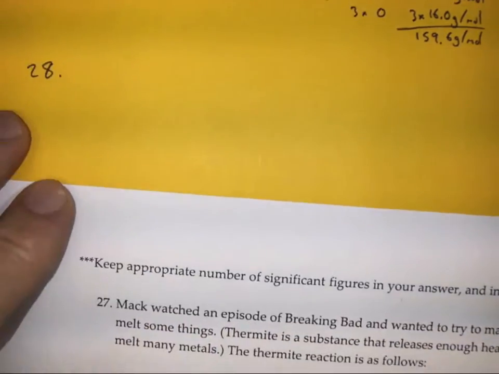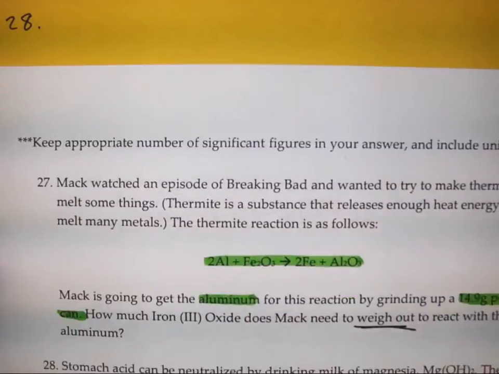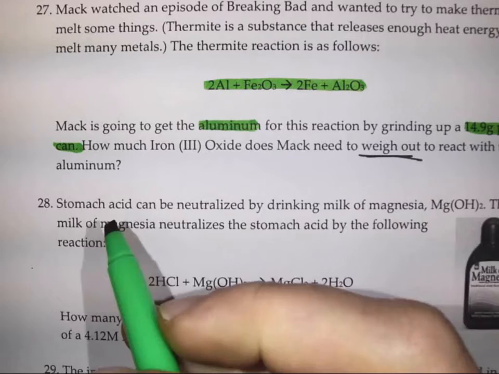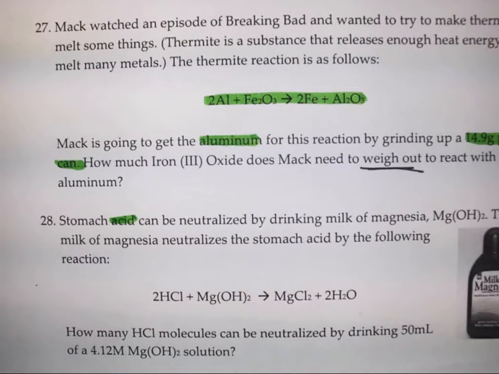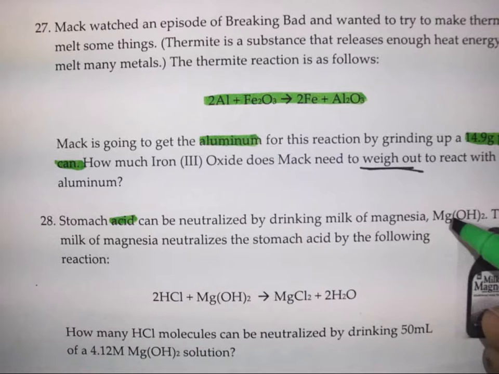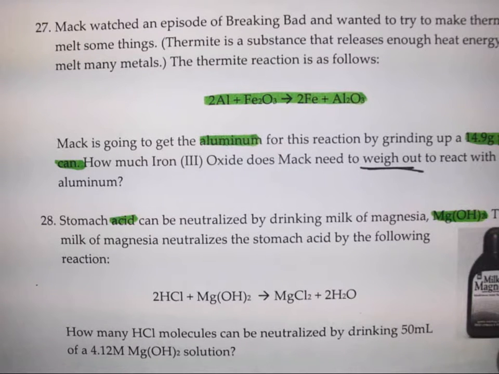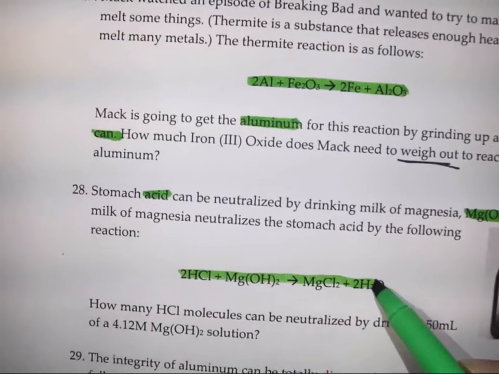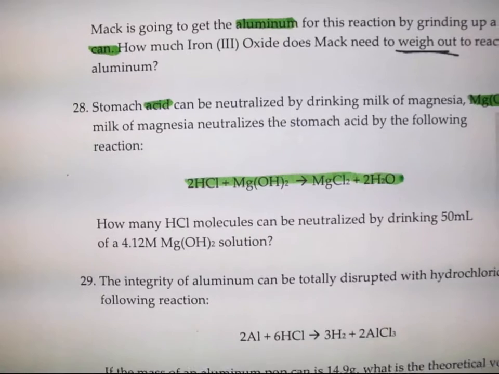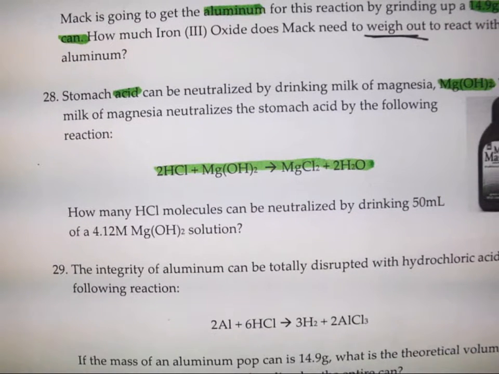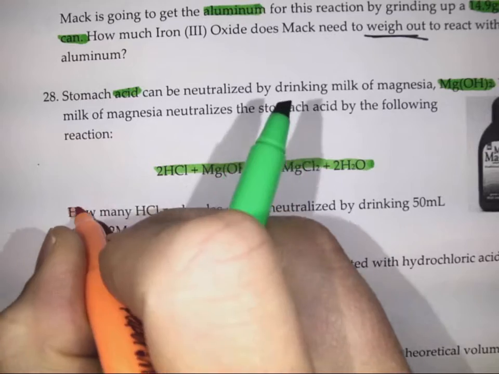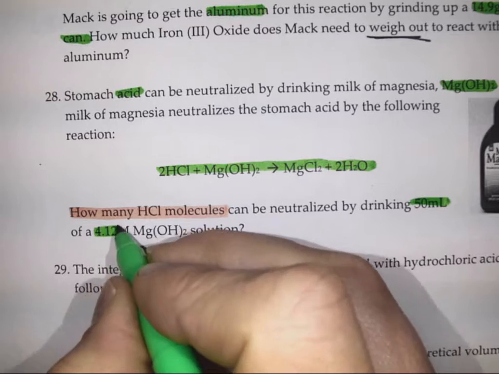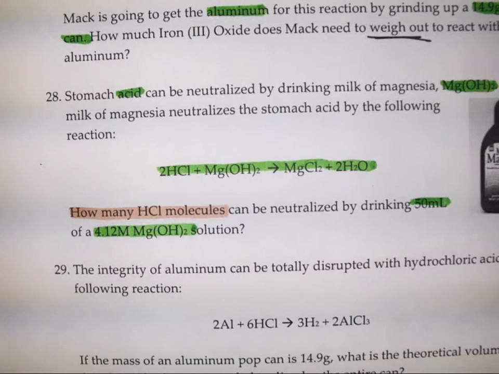All right, moving on to a safer reaction, 28. Stomach acid, okay, cool. So okay, maybe it's relevant that we're talking about acid. And you can neutralize stomach acid with milk of magnesia, which is why you drink it. And we're given this balanced reaction here. Okay, not so bad to balance. And the question is, how many HCl molecules can be neutralized by drinking 50 mils of a 4.12 molar magnesium hydroxide solution?